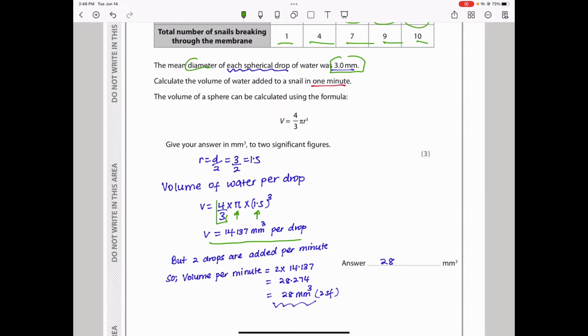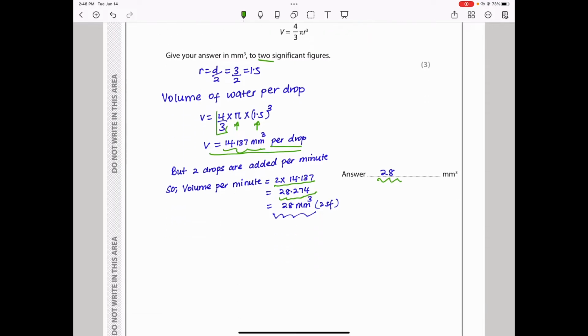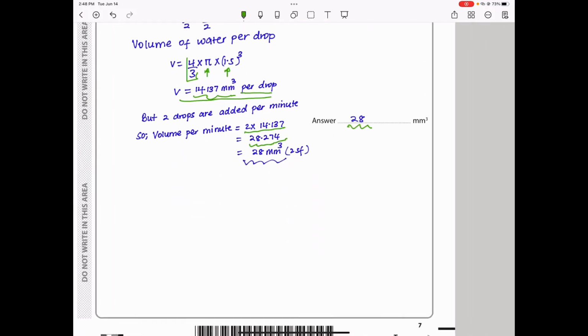However, they've told us the final answer should be in 2 significant figures. And again, one key thing, this is not the volume, this is the volume per drop. We need to find the volume in 2 drops. So I have to multiply this answer by 2 and obtain 28.28274, which in 2 significant figures is going to be 28 millimeters cubed. If you want to get some marks, questions requiring you to write in significant figures could be many in biology. So you have to make sure you understand the little mathematics regarding biology.